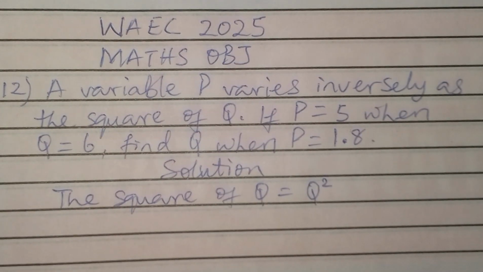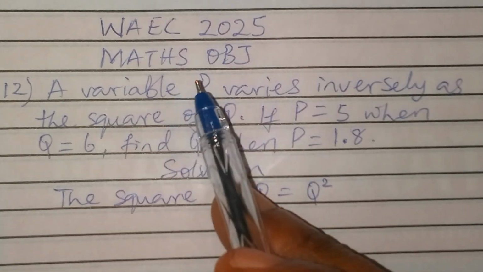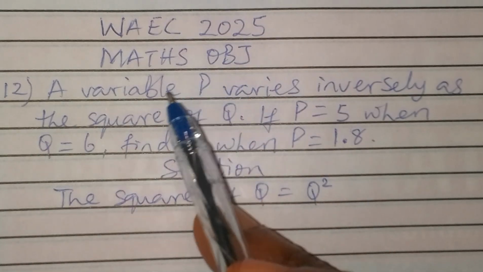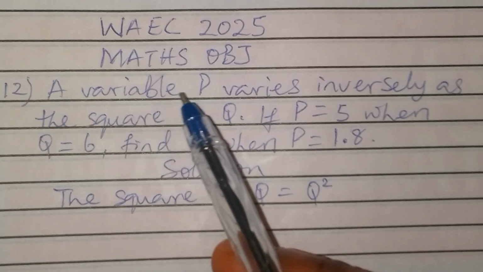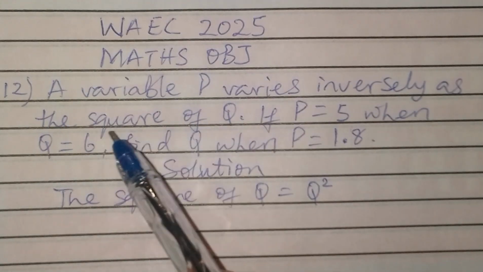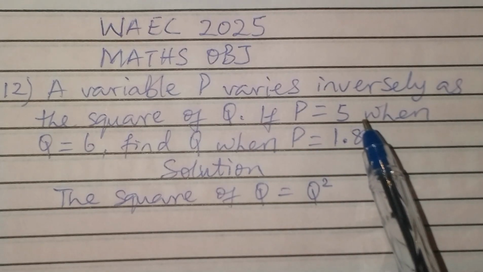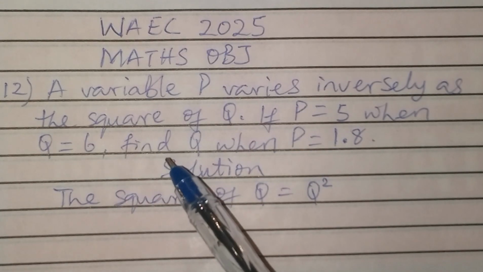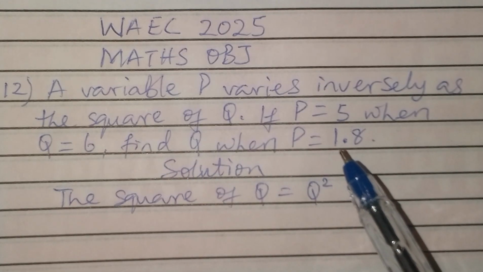All right, hello everyone. Let's look at this question from WAEC 2025 Mass Objectives. That's number 12 question. A variable p varies inversely as the square of q. If p is 5 when q is equal to 6, find q when p is equal to 1.8.